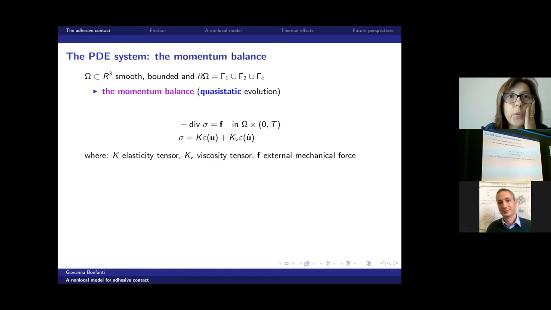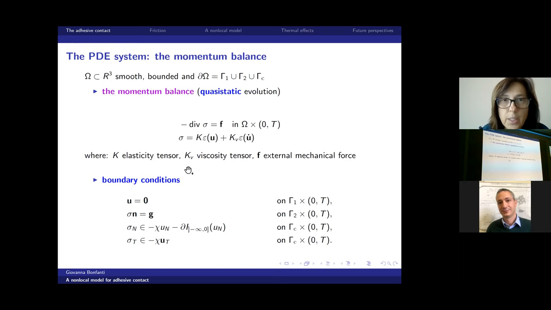Okay, we need again a momentum balance in order to complete the system. So the momentum balance, as I said before, is classic, and it is this one in linear viscoelasticity, supplemented by boundary conditions: Dirichlet, Neumann boundary condition, and the expression of the reaction, normal and tangential component.